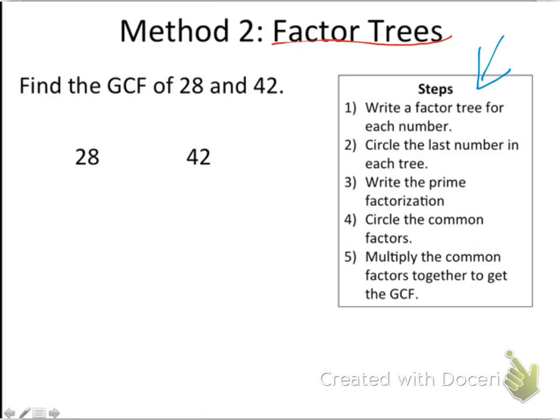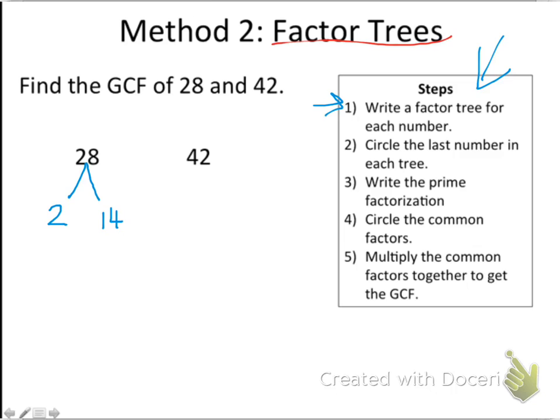So we're going to find the GCF of 28 and 42. Step 1 says to write a factor tree for each number. A factor tree is when you go like this, and just start by dividing the number, use your divisibility rules, by any number you know that it's divisible by. Well, I know 28 is divisible by 2 because the 8 is an even number, and that's what it ends in. So I'm going to divide it by 2, and 28 divided by 2 is 14.